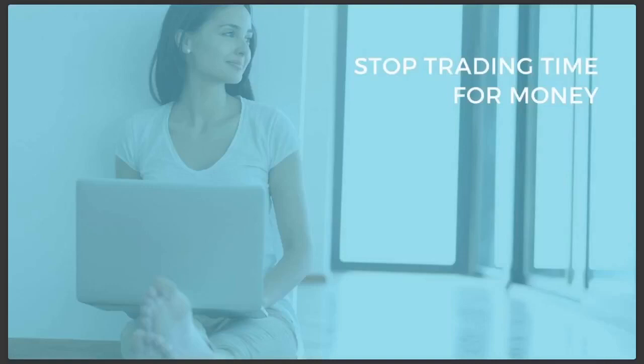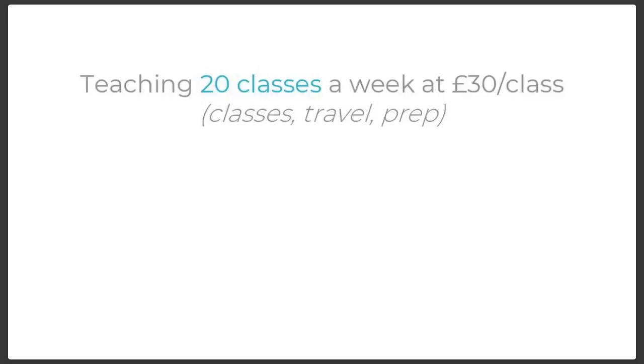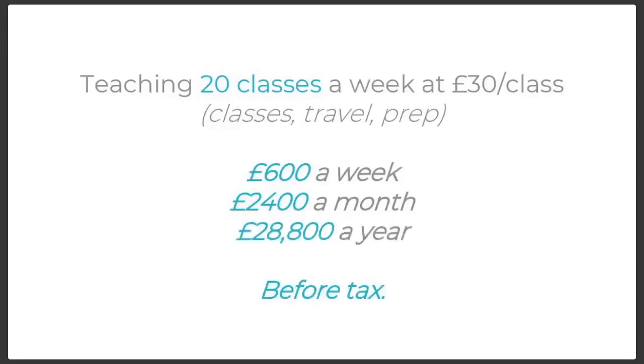So the last part is really about stopping trading time for money by taking your teaching online. This is where it starts to get a little bit interesting. Perhaps this might be something you've not really considered before, but maybe you're going to consider this today. Let's take a look at what a yoga teacher in London is earning from teaching 20 classes a week at a £30 a class rate. That comes in at around £600 a week and £2,400 a month, and less than £30,000 a year before tax.